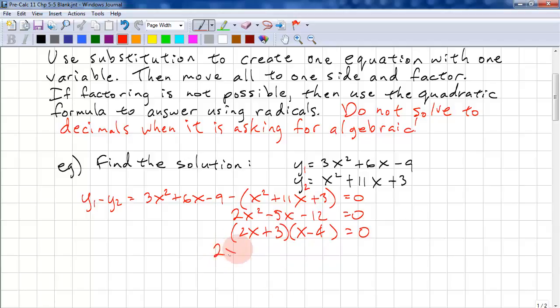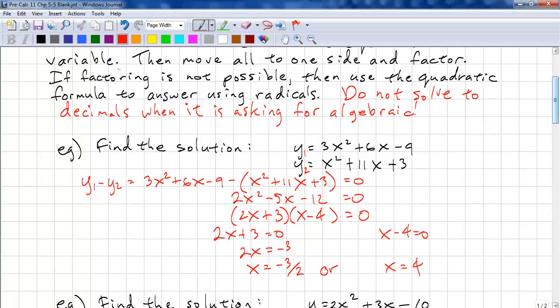We have 2x plus 3 equals 0, so 2x equals negative 3, x equals negative 3 over 2. Or we have x minus 4 equals 0, so x equals 4. It's solving just like before. All we're doing is one combining step at the beginning.